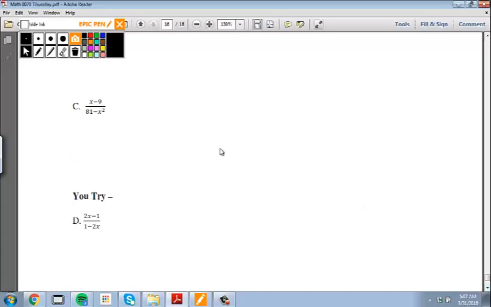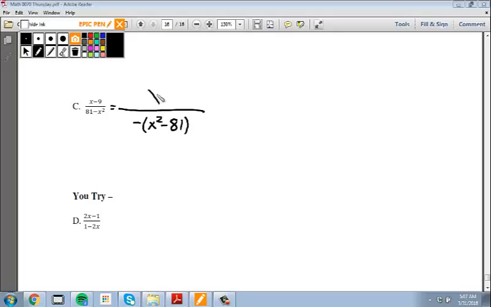Alright, so let's move on to, I think, the last example in this section. So x minus 9 over 81 minus x squared. So usually I wouldn't want 81 minus x squared. I would want the x squared first. So I factor out a negative 1 to switch the order of the x squared and the 81. Then the x squared minus 81 is a difference of squares. So by now I hope that you would recognize that this is x plus 9 times x minus 9.